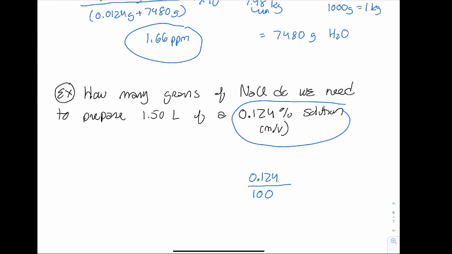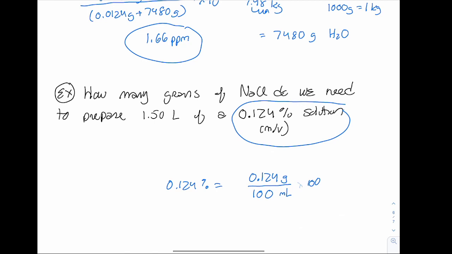I know that it's a mass volume percent, so I know that my mass is given in grams and my volume is going to be milliliters. Anytime we have mass volume percents or parts per million or parts per billion, my mass has to be in grams, my volume has to be in milliliters. We don't show those units, but it's assumed to be grams per milliliter. So this is a 0.124% solution. If I was to work this out, I get 0.124.